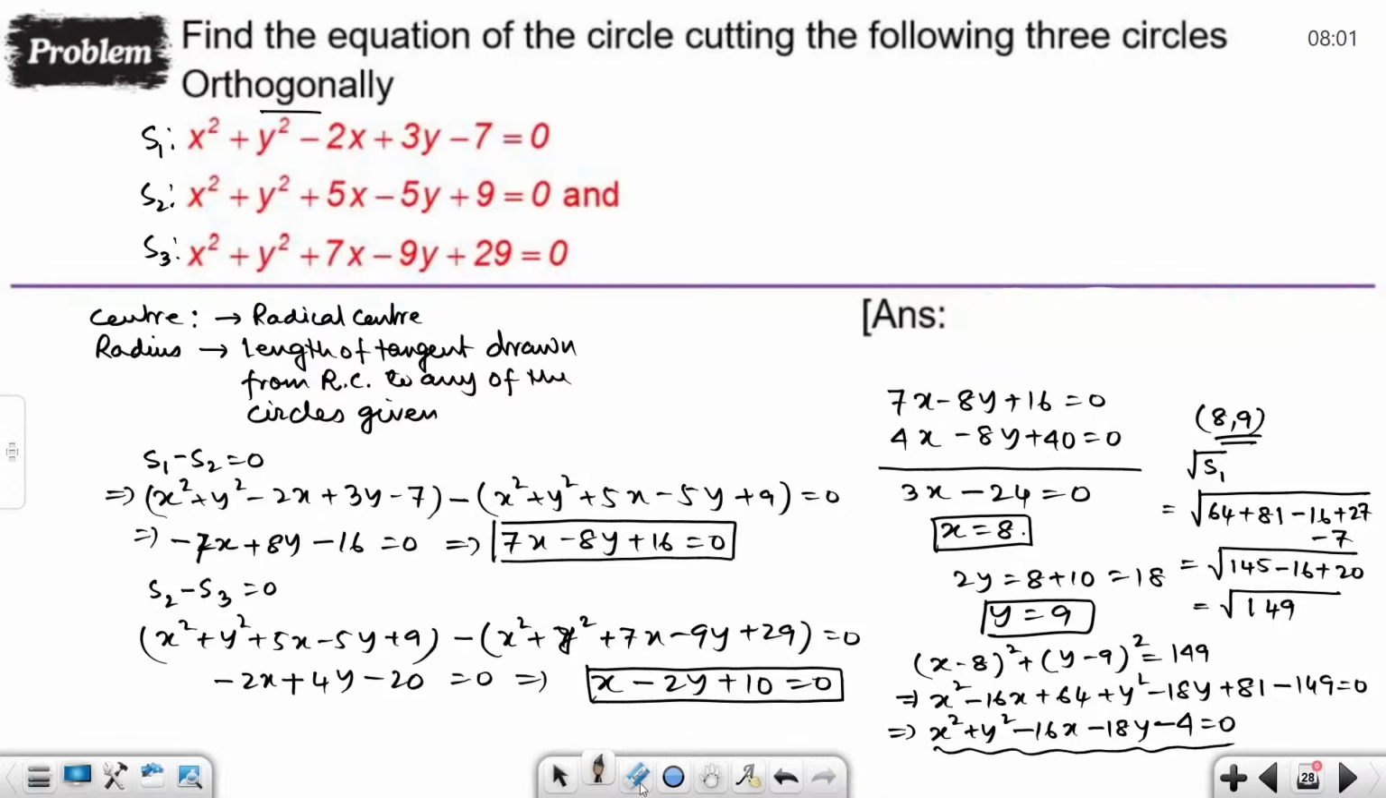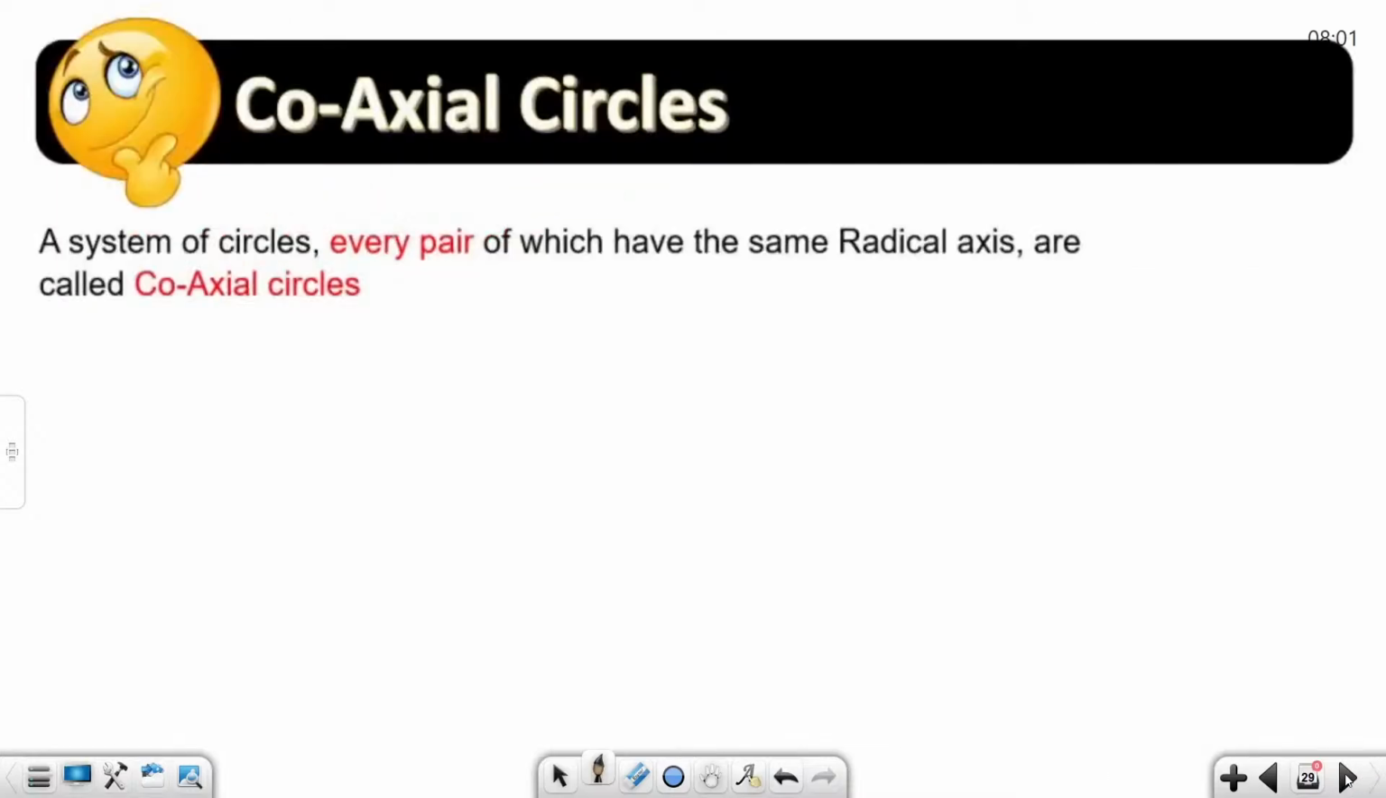Absolutely. Simply by using the property we can find out the equation of such kind of circles which is intersecting the three given circles orthogonally. Right? Okay. So now let's move to the last part of this lecture, which is coaxial circles.